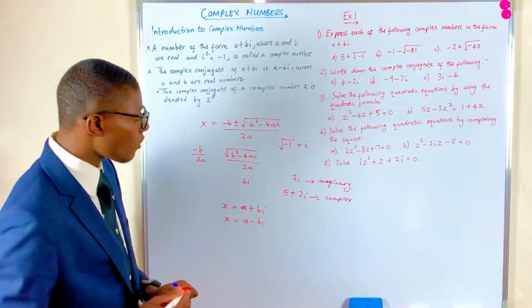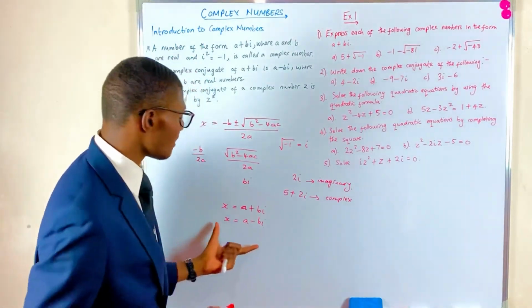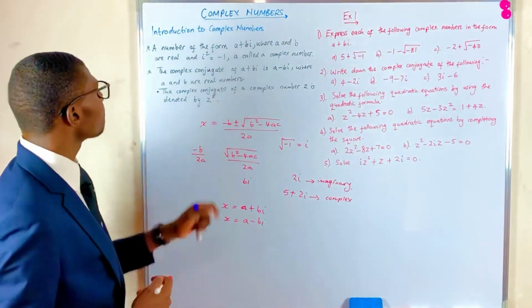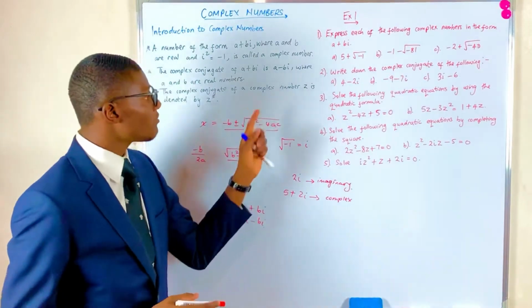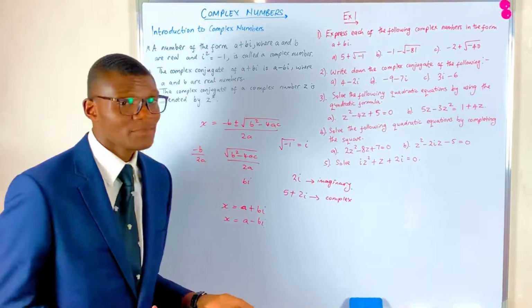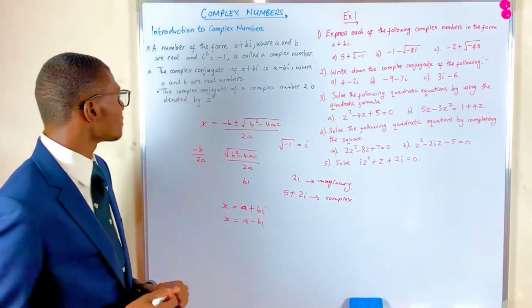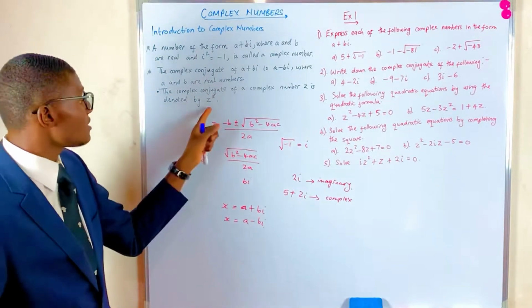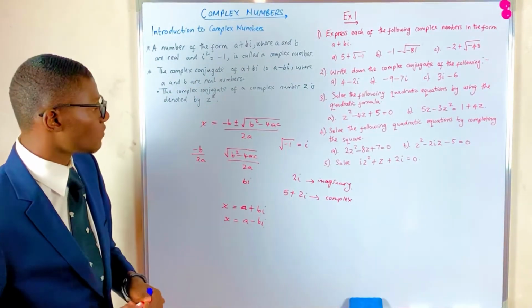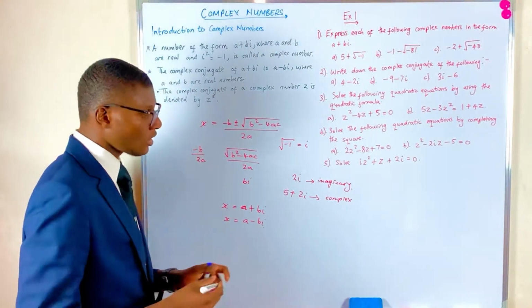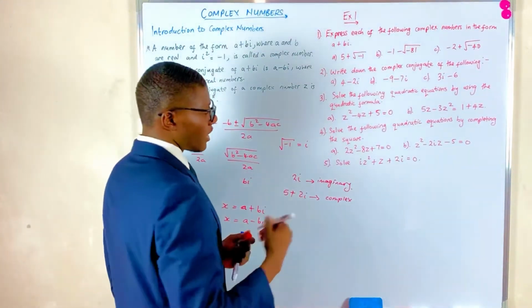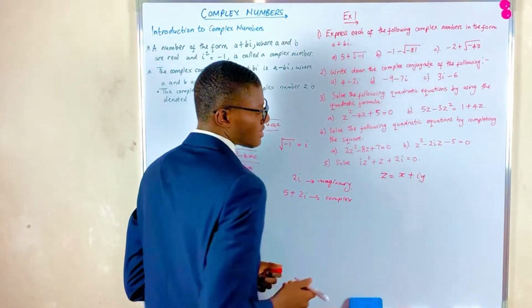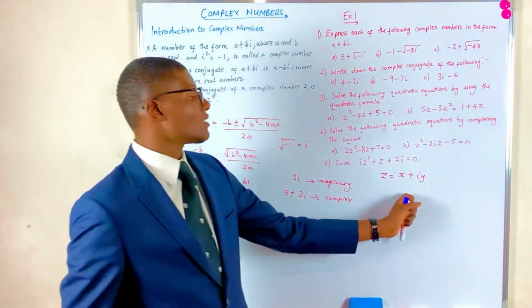But now when we're in complex numbers, we say complex numbers that occur in pairs are called complex conjugates of each other, right? So now we are saying that the complex conjugate of a plus bi is a minus bi, where a and b are real numbers. The complex conjugate of a complex number z is denoted by z with an asterisk at the top, right? So we could denote a complex number by the letter z, such that z is equal to x plus iy, where both x and y are real.